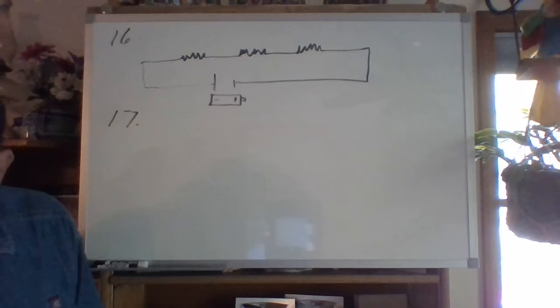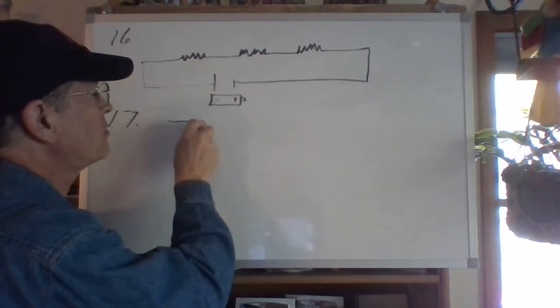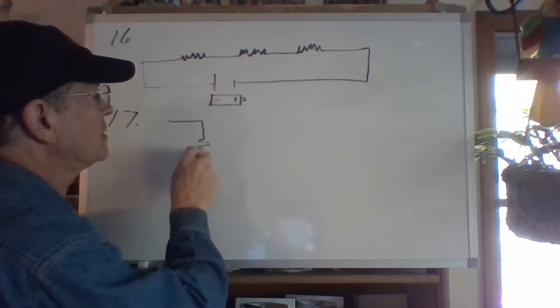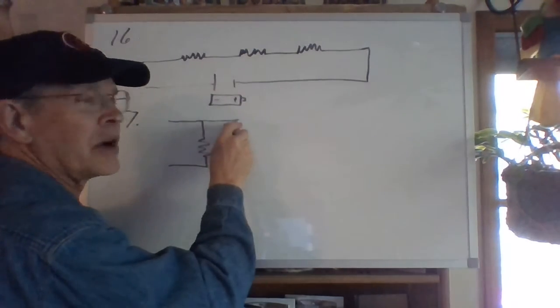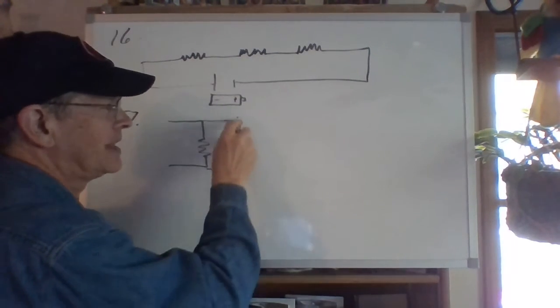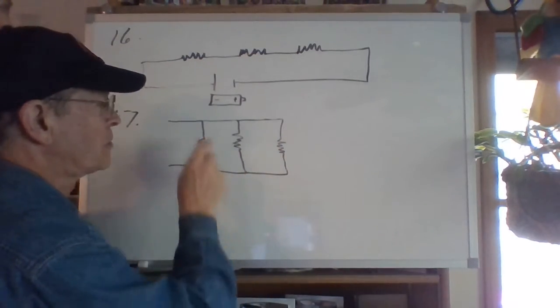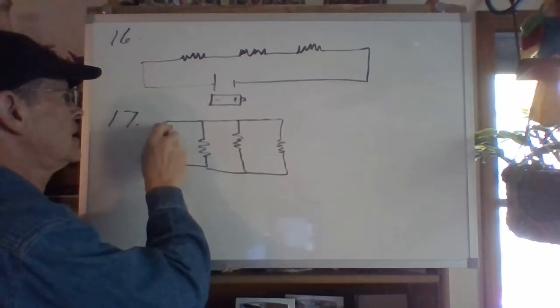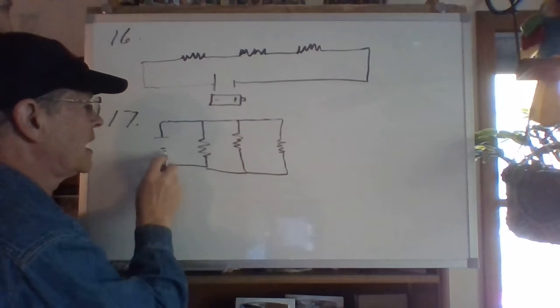Number 17, draw 3 resistors in parallel. Now, they don't actually have to be in parallel, but they would be one not following the other, but one next to the other, providing an alternate path. That would be alternate parallel resistors. And this could be the battery, big line, little line.